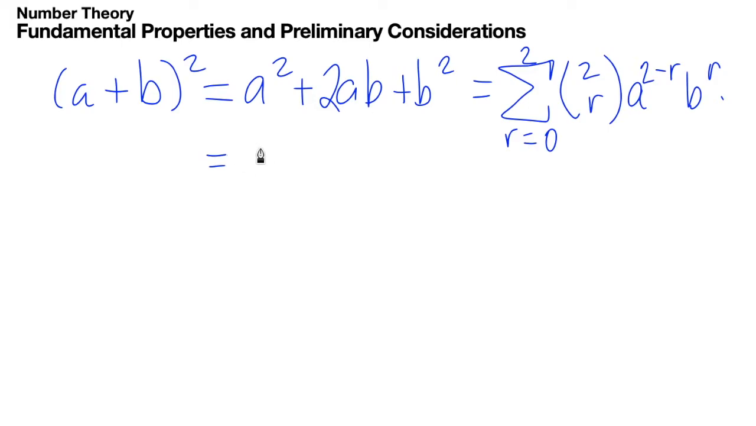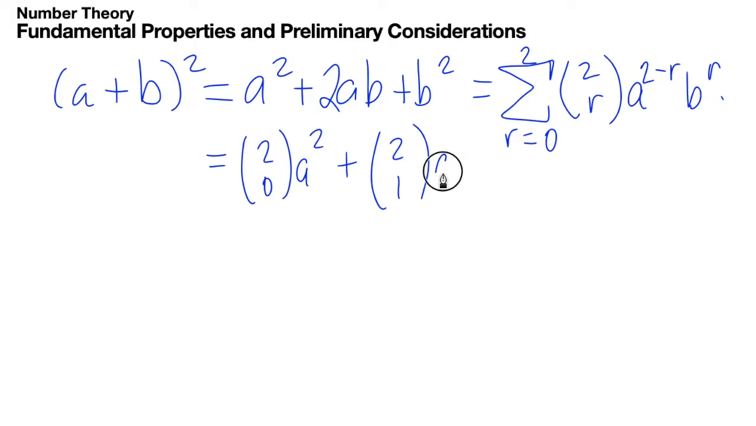Okay, so let's start with r equals 0. So we have 2 choose 0, a raised to 2 minus 0 is still 2, b raised to 0 is 1, so let's not write that anymore. Plus, let's have 2 choose 1. A raised to 2 minus 1 is just 1, b raised to 1 is just b.